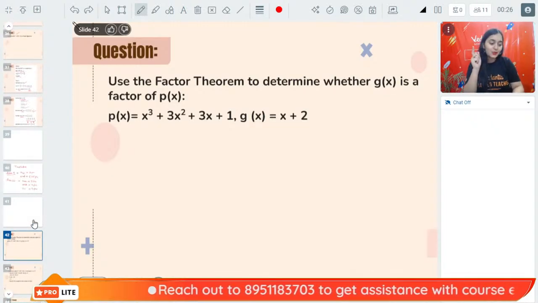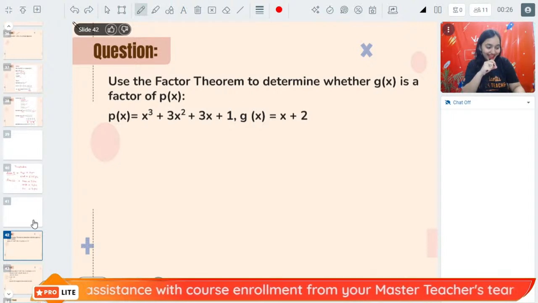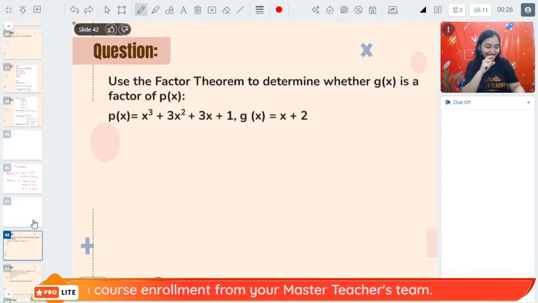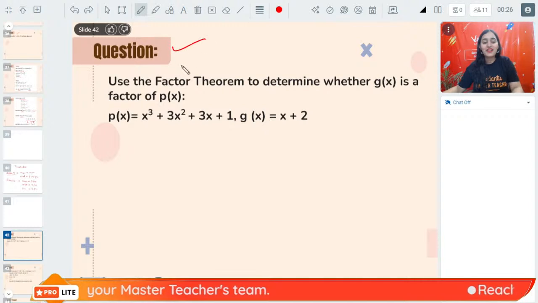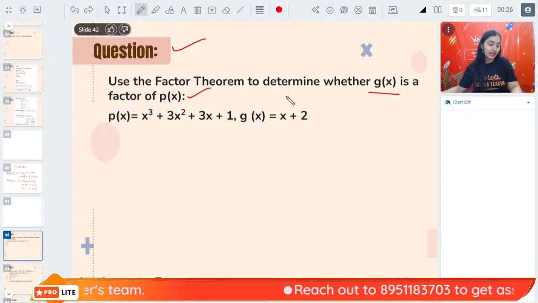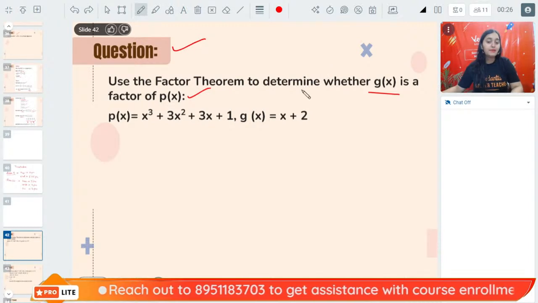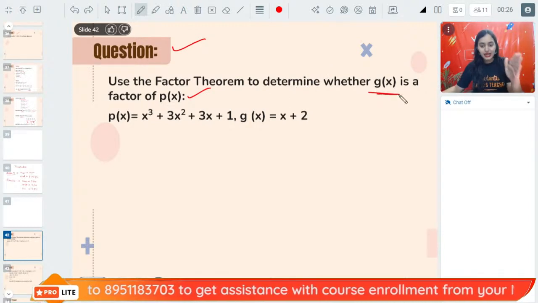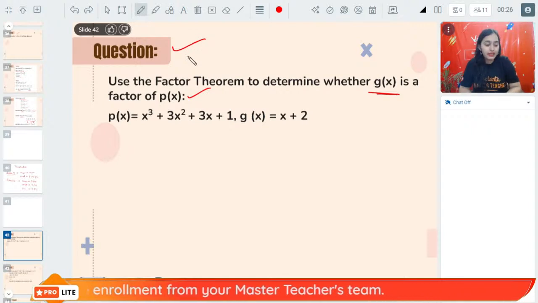Chalo, let's practice one question. Okay. You are right, Kanhaiya. Okay, let's solve this question. Use the factor theorem to determine whether g(x) is a factor of p(x). How will we determine that, bacho? Tell me how to find out if g(x) polynomial is a factor of p(x). Find out, find out, find out.